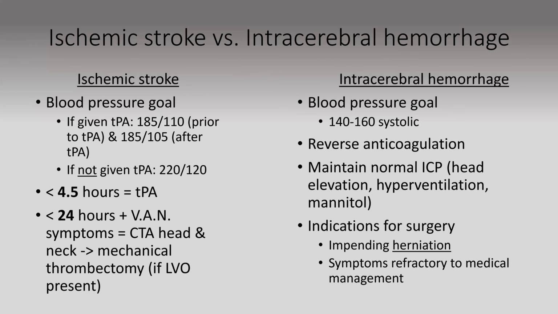Before you do a mechanical thrombectomy, you need to get a CT angiography of the head and neck. This is a vessel study. It's going to show you the occlusion. And if there's a large vessel occlusion, you can do a mechanical thrombectomy.